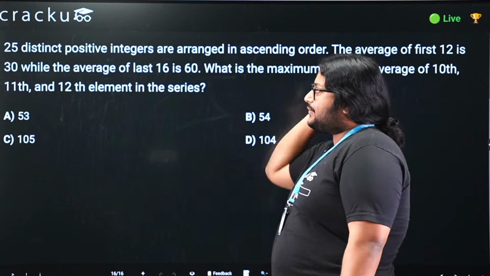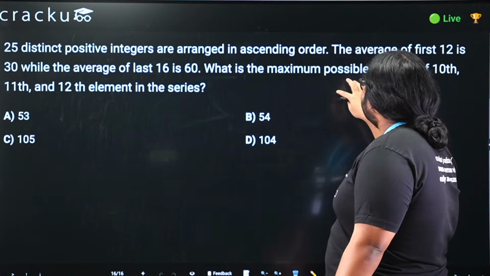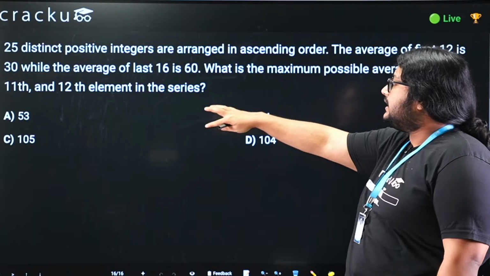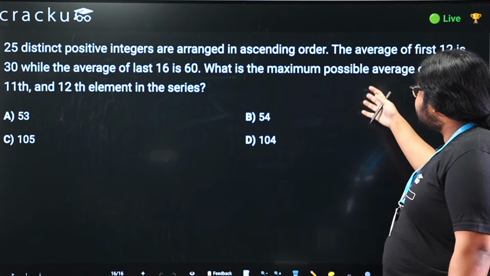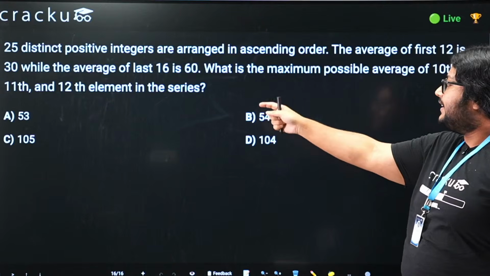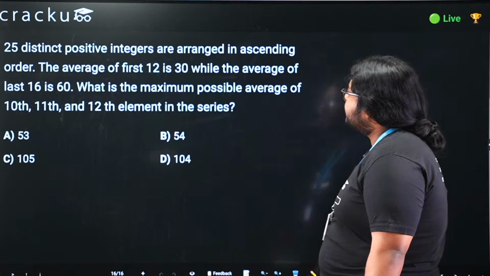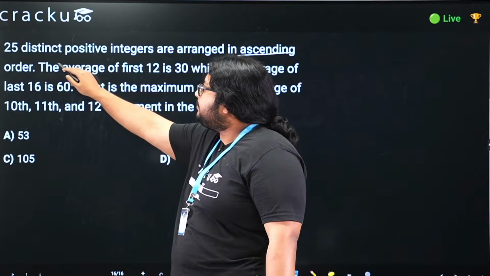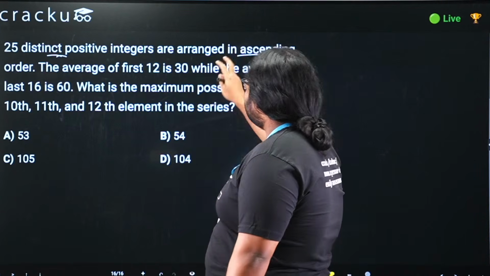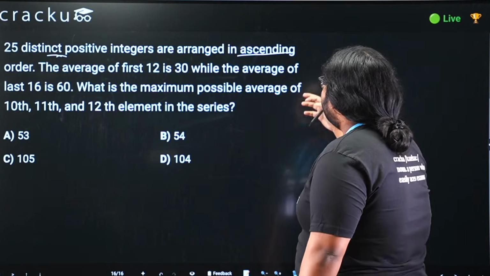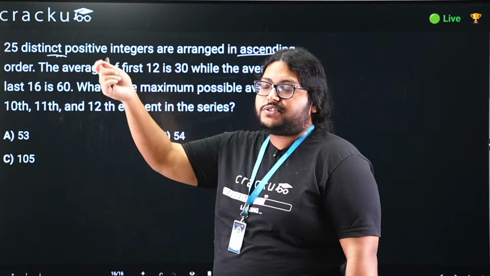Okay. So this question says 25 distinct positive integers are arranged in ascending order. The average of the first 12 is 30, while the average of the last 16 is 60. What is the maximum possible average of the 10th, 11th and 12th element in the series? So what they tell us here, first, is that the numbers are distinct positive, that all of them are greater than 0, and it also tells us that they are arranged in ascending order. Ascending order means like 1, 2, 3, 4, from the smallest to the largest.